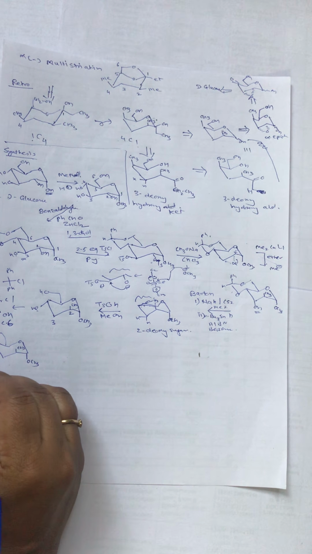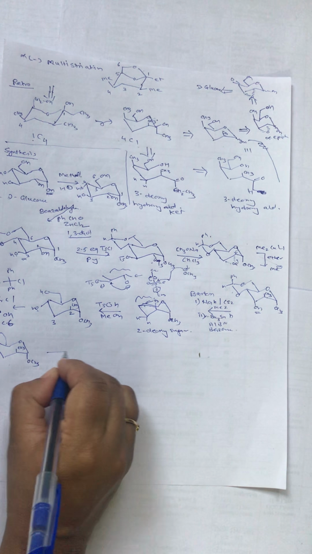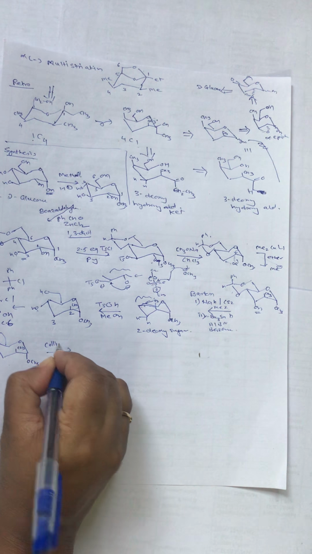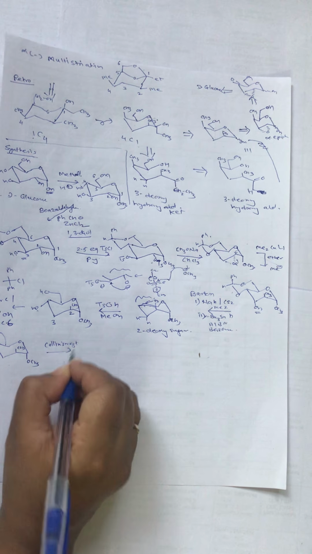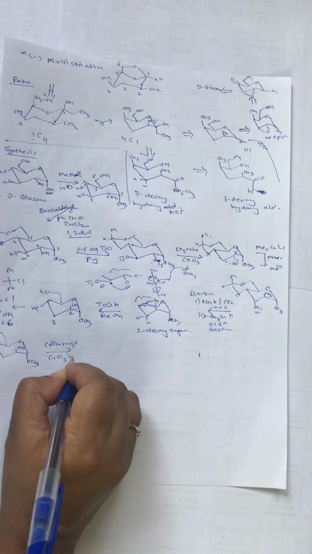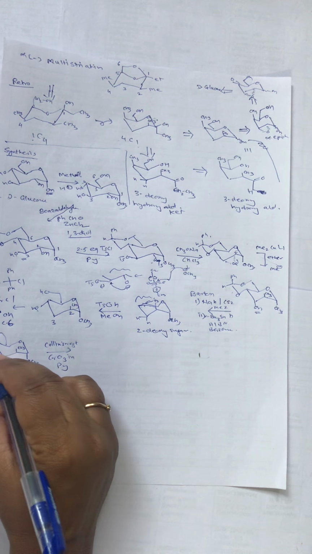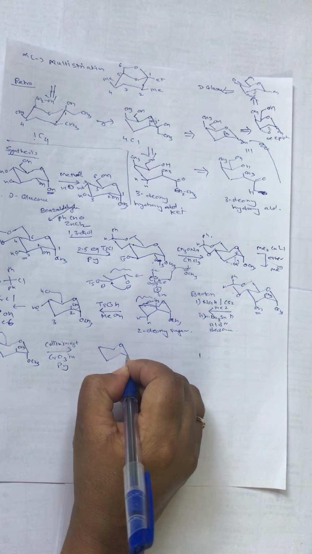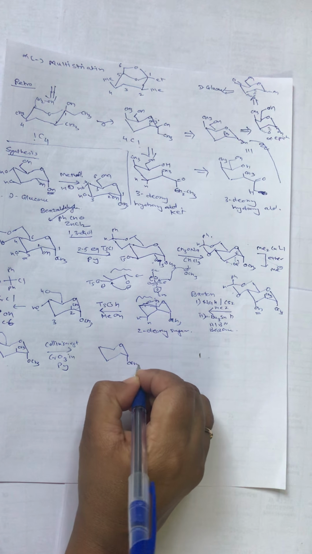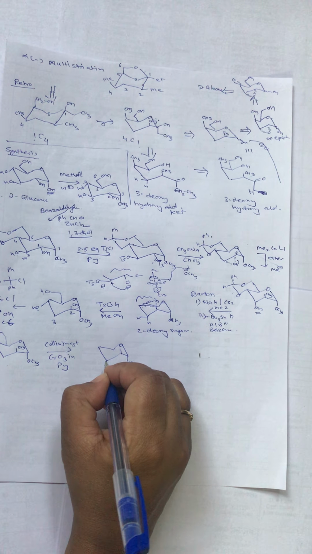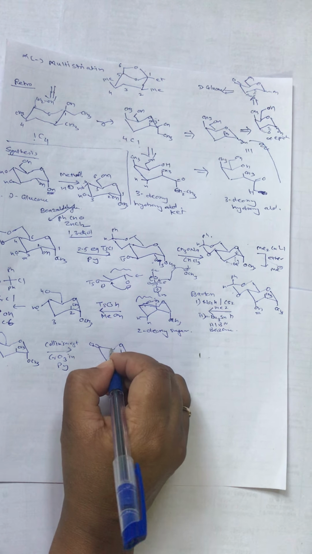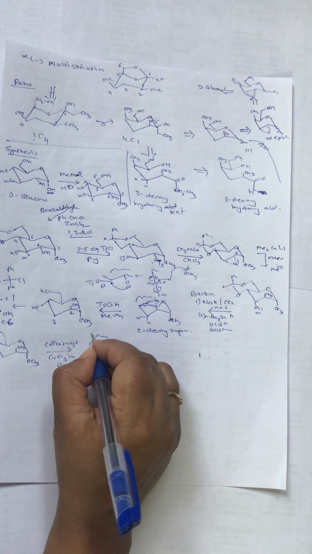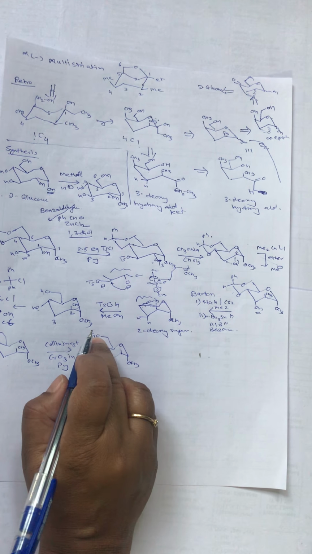Now this carbon number 4 is free. We will treat this with the Collins reagent, which is CrO3 in pyridine. So that will undergo the oxidation. So we will have the OCH3, CH3, C double bond O and the OTR. So this TR group will be here.